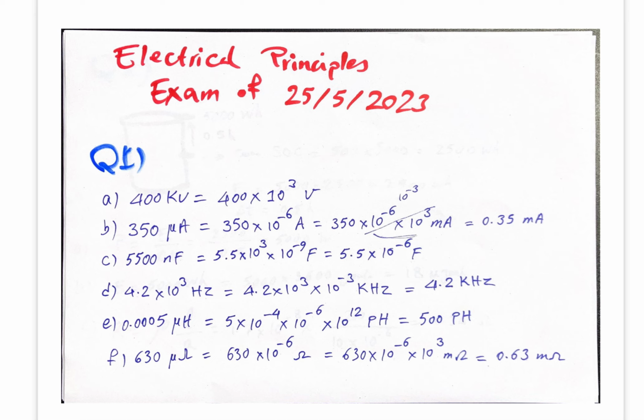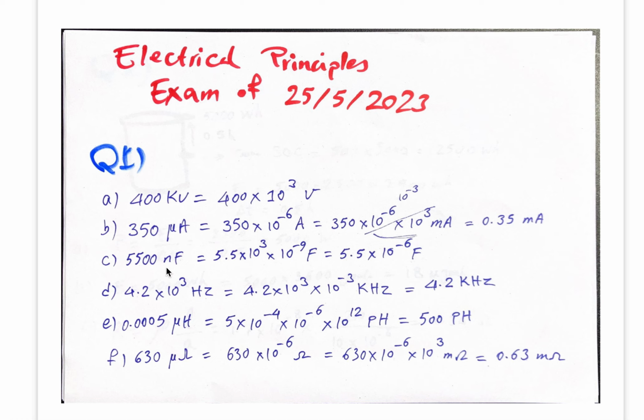Question number 1, as usual, is about converting from a scale of a unit to another scale. 400 kilovolt, how much volt? So we replace kilo with 1000 or 10 to the power 3. That's it. 350 microampere. 350 micro can be replaced by 10 to the power negative 6. And then here we are asked to make it like milliampere. We need to multiply this by the inverse of milli. Milli is 10 to the power negative 3, so you should multiply by 10 to the power 3.